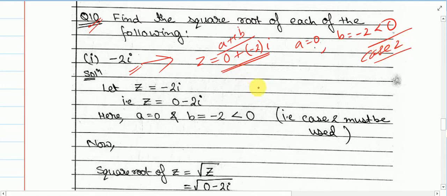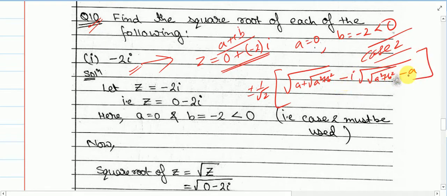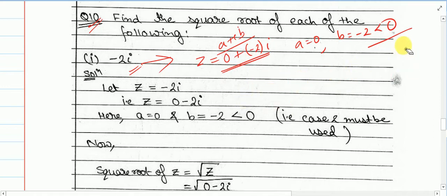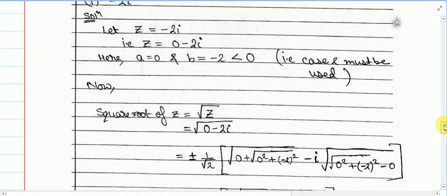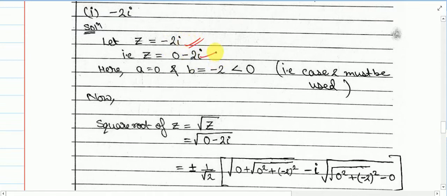Okay, so the square root will be plus minus 1 by root 2, open the bracket, then square root of a square plus b square plus a, minus i times square root of a square plus b square minus a. Okay, got it? So let us see now. Here your z is this, which can be written as this. Here a is this and b is minus 2, which is less than 0. Case 2 must be used.